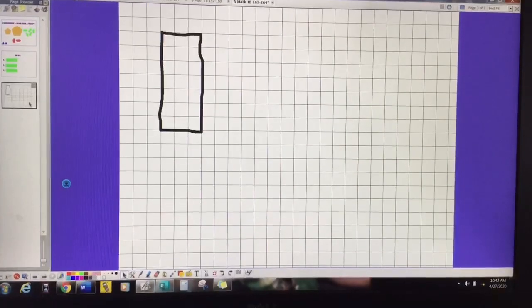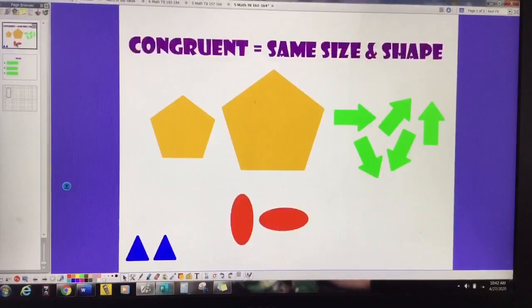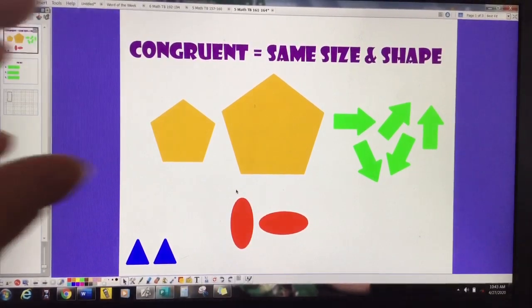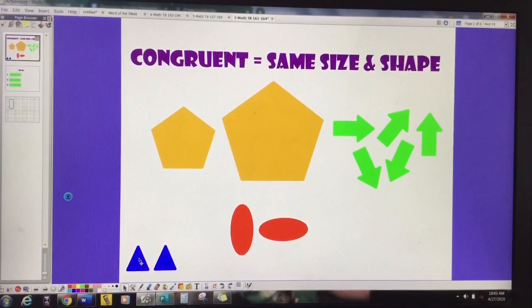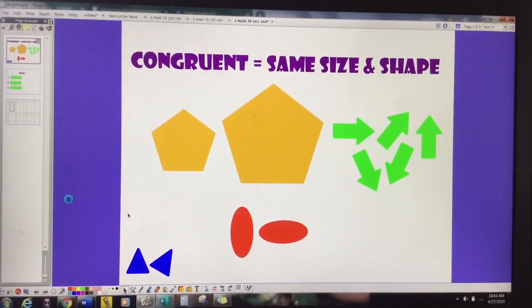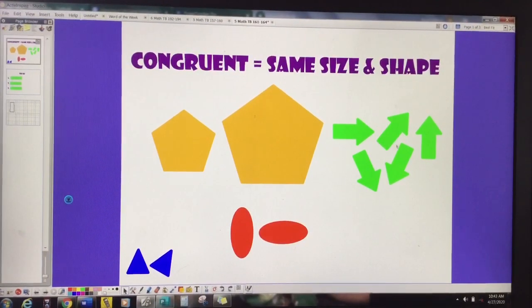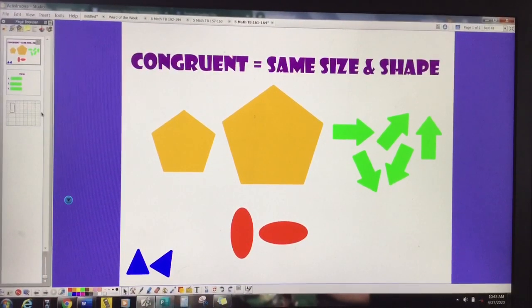Number 6 asks you to draw a figure that's congruent to the figure below. And as you saw here, these two ovals are congruent, even though they're not sitting the exact same way, like these triangles are. So for example, I could take this triangle and tilt it. They're still congruent, even though they're at a different angle. Okay, same with these arrows. I made them all sorts of different angles, but they are congruent because they're the exact same size and shape.